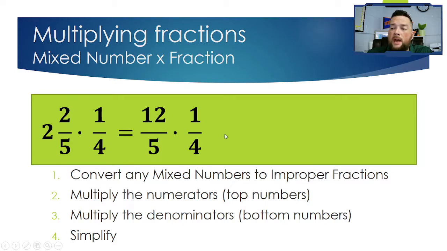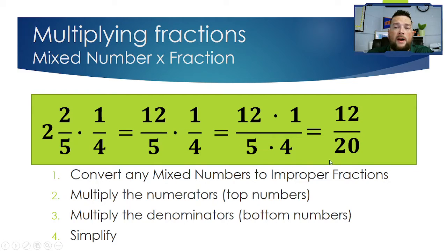And then once we do that, again, we just multiply across the top and multiply across the bottom. We're going to get 12 times 1, which is 12, and 5 times 4, which is 20. And then we can simplify that down to 3/5, all right? Both 12 and 20 have a common factor of 4. So 12 divided by 4 is 3, and 20 divided by 4 is 5. So we just simplify that.